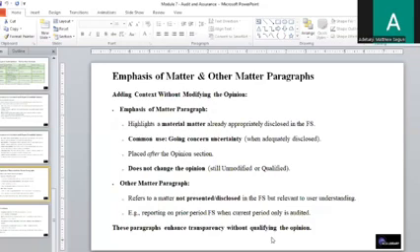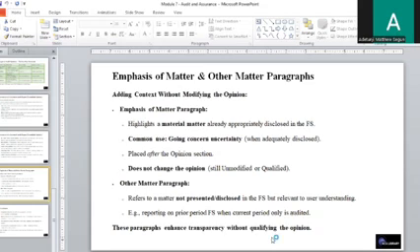Let's look at emphasis of matter and other matter paragraphs. These add content without modifying the opinion. The first one is the emphasis of matter paragraph. This highlights a material matter already appropriately disclosed in the financial statements. A common use is under going concern uncertainty when adequately disclosed, and it is placed after the opinion section and does not change the opinion.